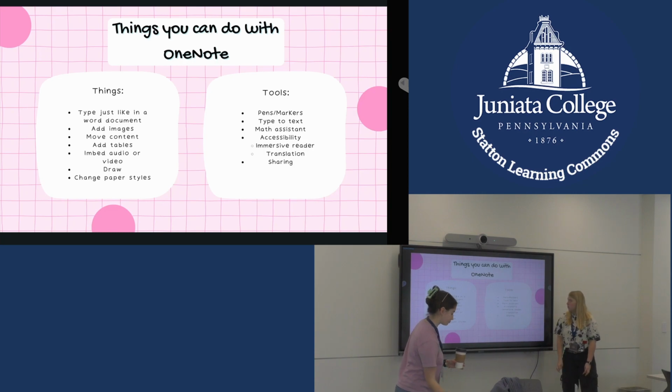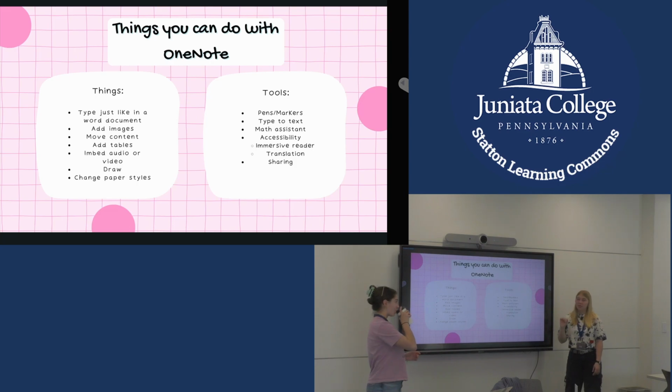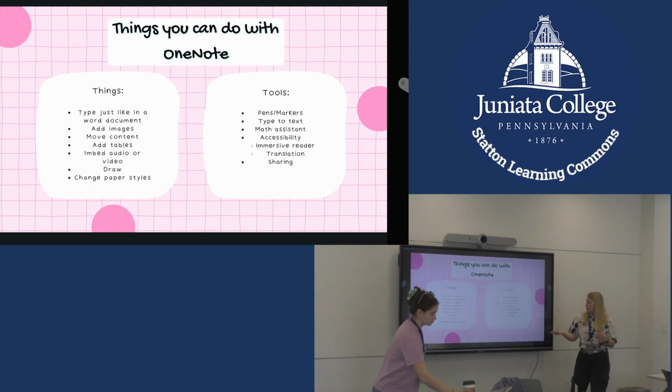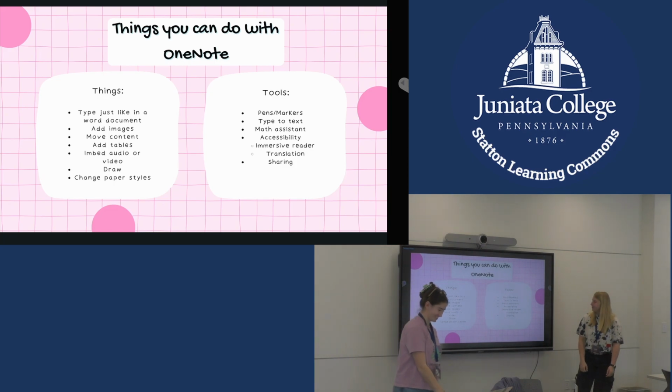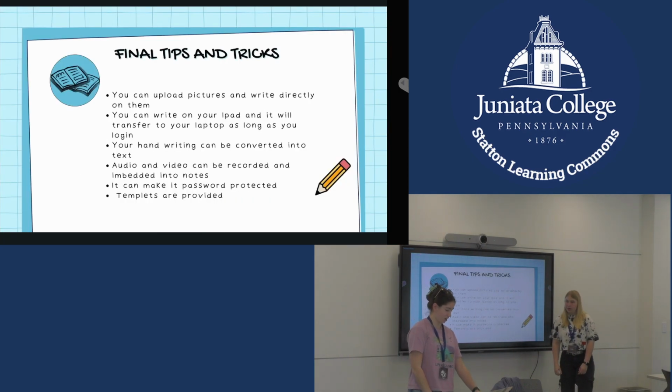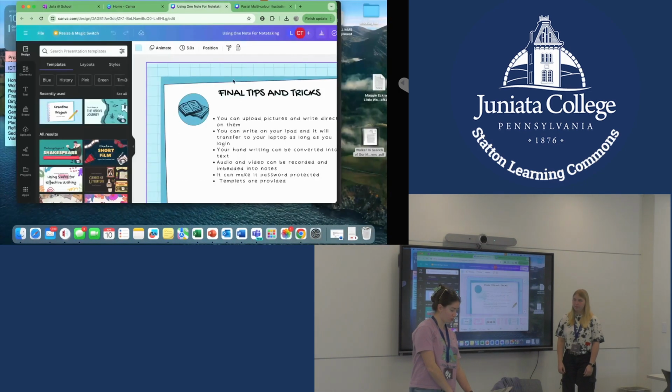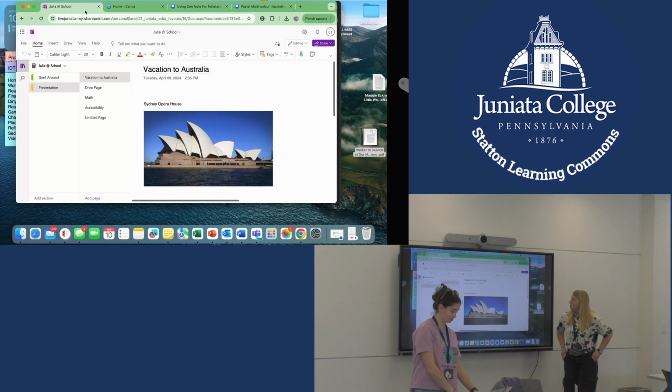So some tools that you can use, there's a bunch of different kinds of pens and markers. You can do a type-to-text feature, which I don't think works on the browser version, but it will work if you have it on your desktop. There's a math assistant, like I mentioned. There's some cool accessibility tools. There's an immersive reader tool, which will read what you type for you. And there's a translation tool. And you can share it with other people, like I did with Cayden. So if you want to look that up, or if you want to do it after, either is fine. We'll pull that up and then we'll go back.